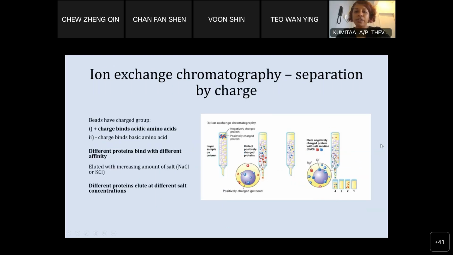Ion exchange chromatography is separated by charge. Your beads have different charge groups. Positive charge binds to acidic amino acids, negative charge binds to basic amino acids. Because of that, you are able to sort out your different proteins based on affinity, or you can also elute at different salt concentrations.